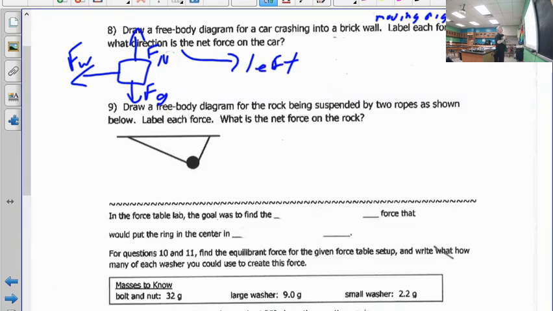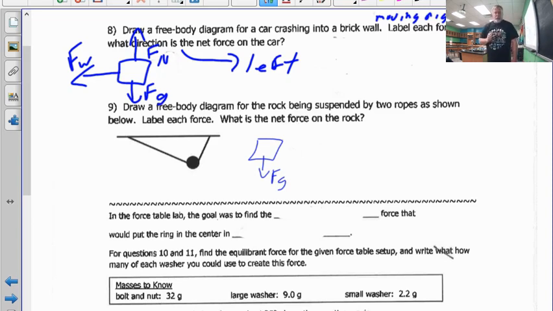Let's look at number 9. It says draw a free body diagram for the rock. Again, the first thing we're going to do is put our little square in here. Let's start putting in forces. All right, we're going to have gravity. So I'm going to just put force of gravity in here.